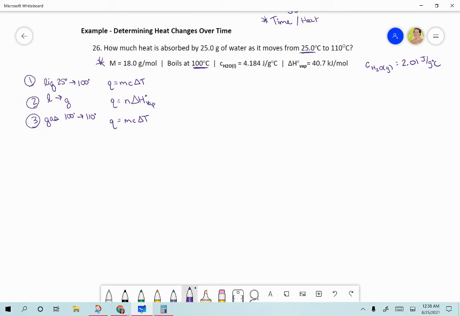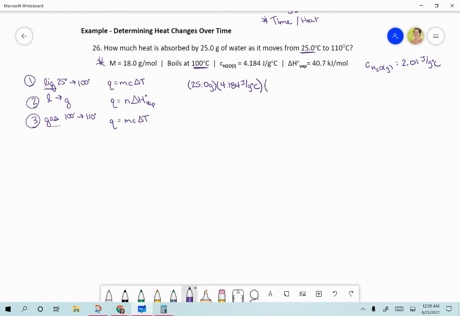So I needed to make sure to fill in the correct information. So let's substitute in our numbers. We have our mass, our specific heat. It's going to change because in 1 I have a liquid, in 3 I have a gas. So in my first equation, I need to use the specific heat of liquid water.